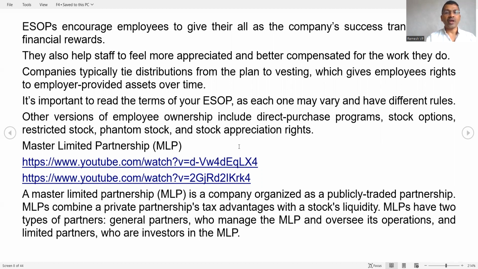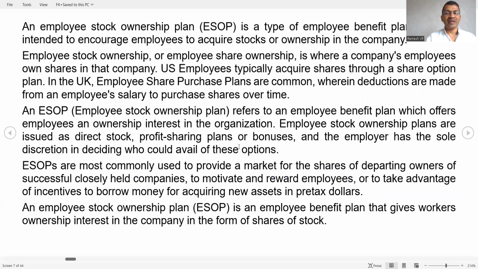Employee stock option plan encourages employees to give their all as the company's success translates into financial rewards. So what is done is stock option is given to the employees. It's an employee benefit plan which offers employees an ownership interest in the organization. It is issued as direct stock, profit sharing plans or bonuses, and the employer has the sole discretion in deciding who could avail of these options. It is normally used for departing owners of successful closely held companies to motivate and reward employees or to take advantage of incentives to borrow money for acquiring new assets in pre-tax dollars.